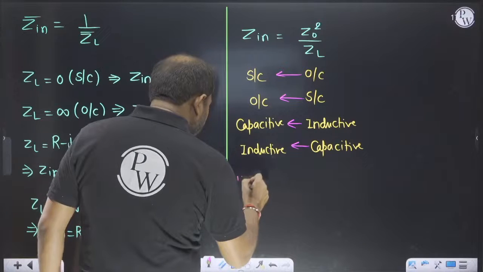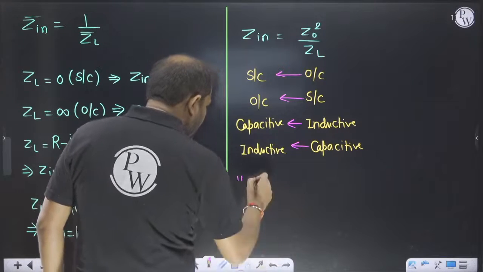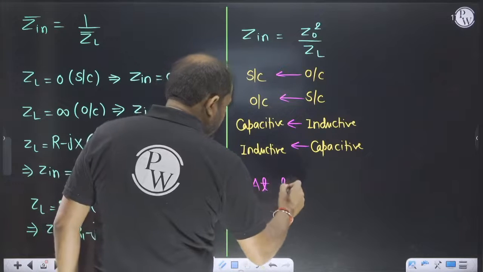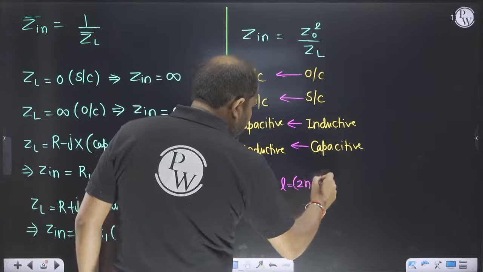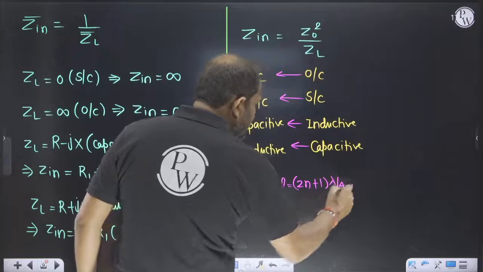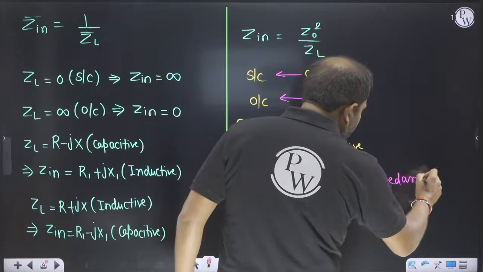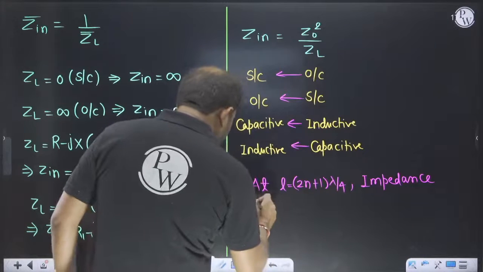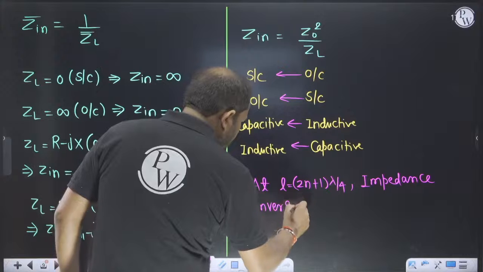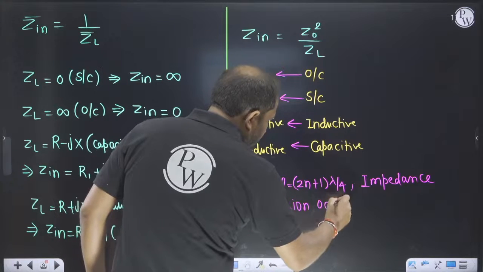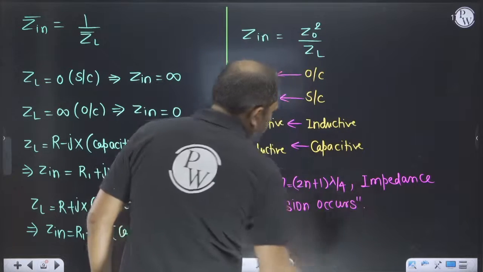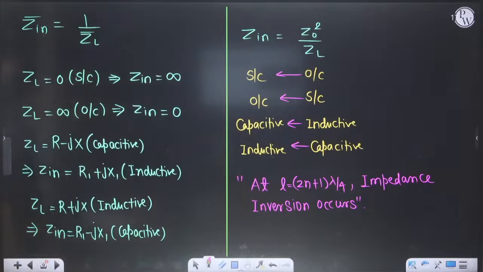So we can say that at length odd multiple of lambda by 4, impedance inversion occurs. So this is the point. You can note it down and remember it: impedance inversion occurs at length odd multiple of lambda by 4.